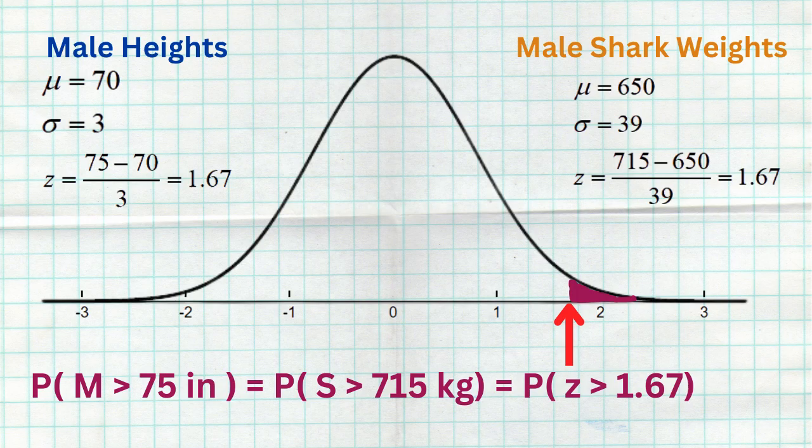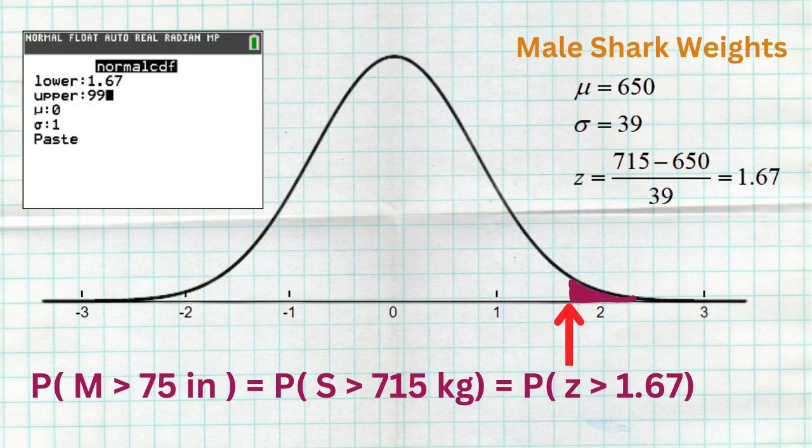All right, so how are we going to do this on our calculator? We're going to grab normalcdf and type in a lower value of 1.67. Now, here's the problem. There is no upper value. We technically want to go towards infinity. I know on the model it stops at 3, but remember it technically goes well past 3. It's just very unlikely well past 3.